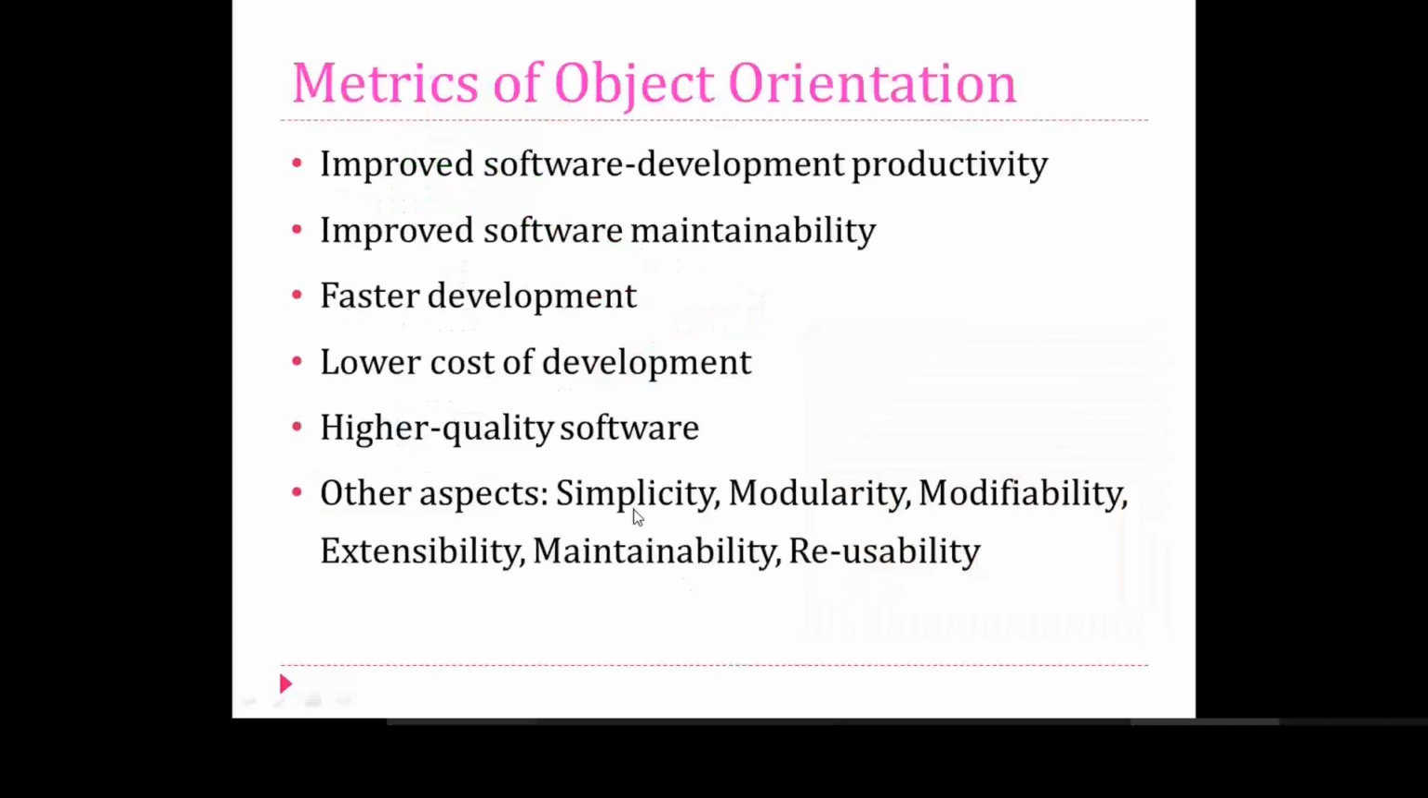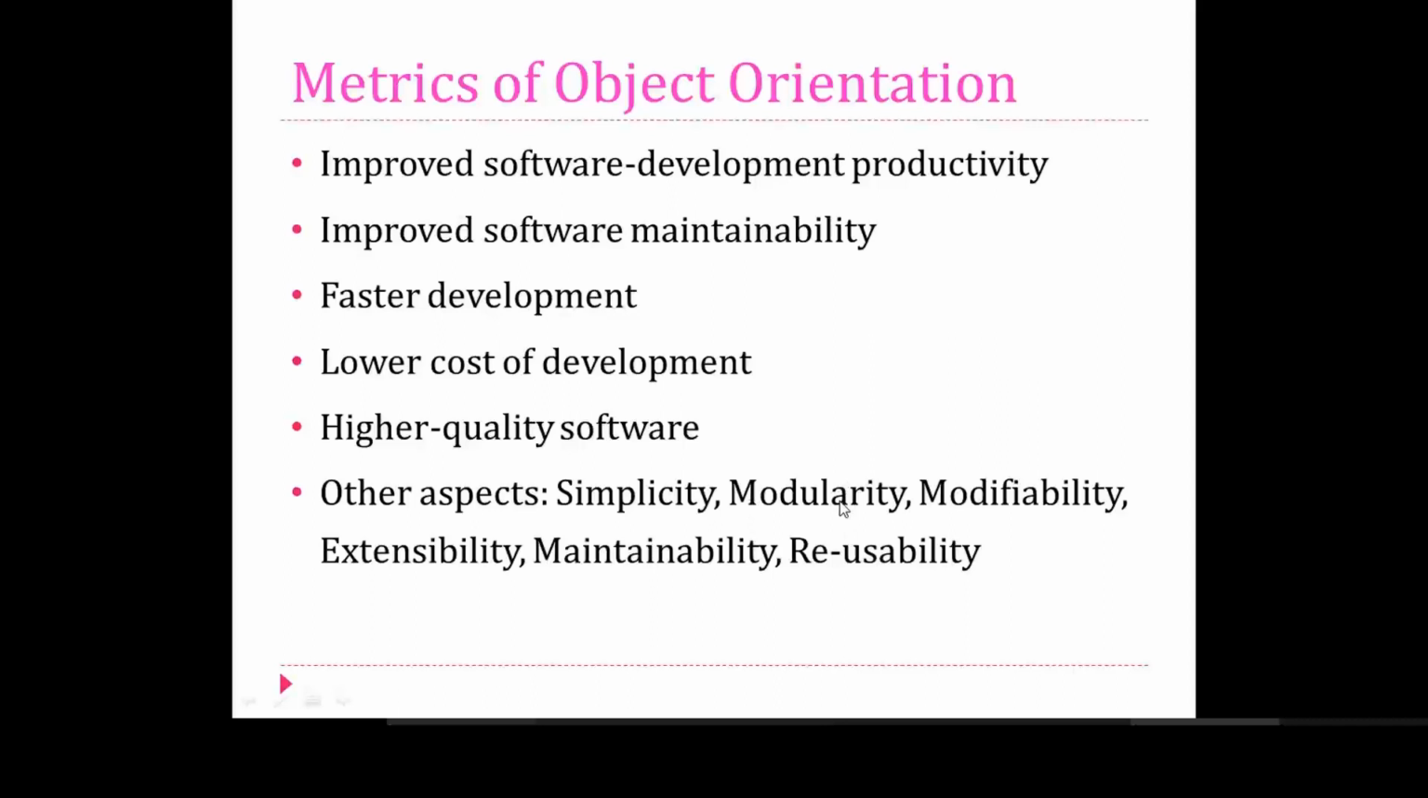Okay. So I hope you people have understood the major properties of object orientation. So what's the first one? We have discussed objects, classes, and then the four major principles: abstraction, encapsulation, polymorphism, and then inheritance. Okay, so these are some of the merits of object orientation. It is mainly used to improve software development productivity and maintainability. It has faster development, low cost. Similarly, it is going to give you high quality software. Some other merits are simplicity and modularity.